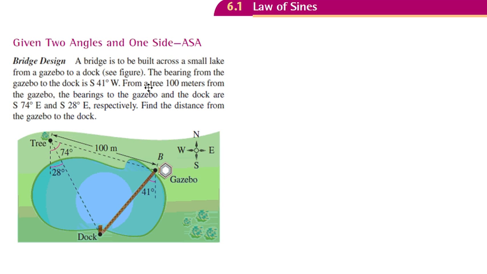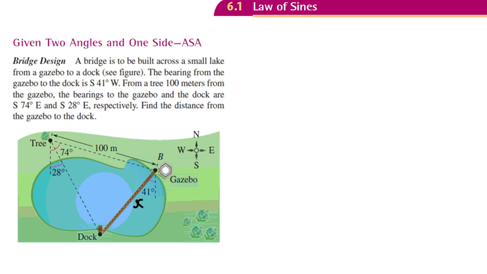Now from a tree 100 meters from the gazebo, so here we have this distance right here, the bearings to the gazebo and the dock are south 74 degrees east and south 28 degrees east, respectively. East is to the right. And respectively just means it's referring first to the gazebo and then the dock, in that order, because the problem gave us gazebo, dock. Okay, so we have this picture given to us, and we're supposed to find the distance from the gazebo to the dock. That is our goal, which is to find x right here.